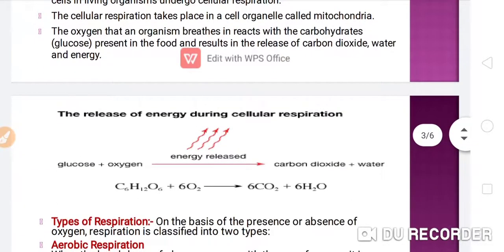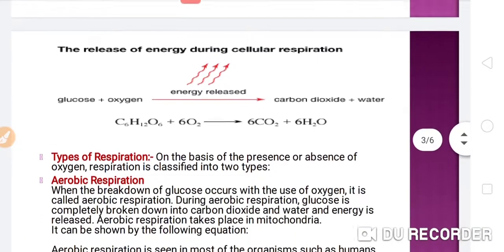Now let's see students, what is the equation involved in the release of energy during cellular respiration. When glucose decomposes in the presence of oxygen, it converts into carbon dioxide gas and water, and heat or energy is released. This energy is utilized by our body for different processes like respiration, excretion and transportation. So this is cellular respiration.